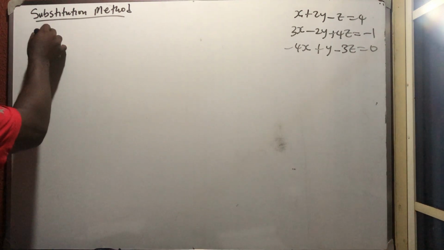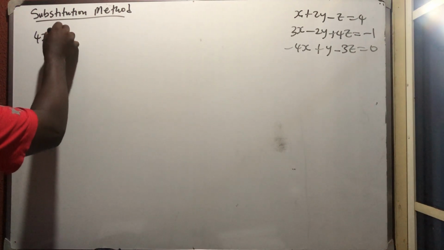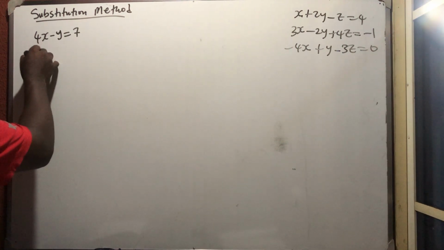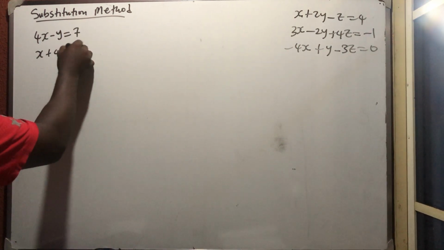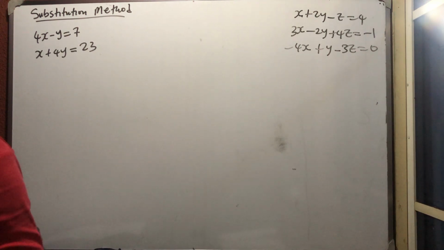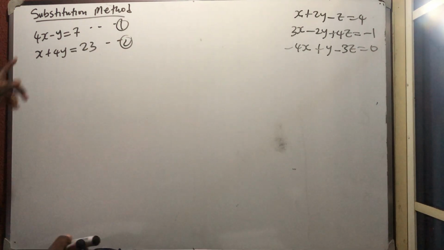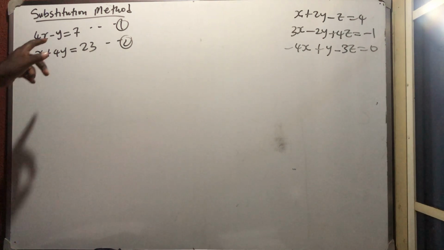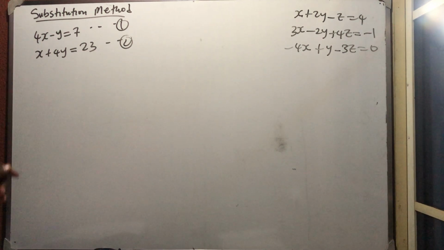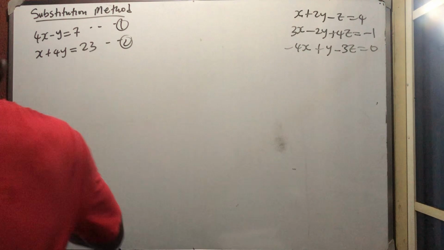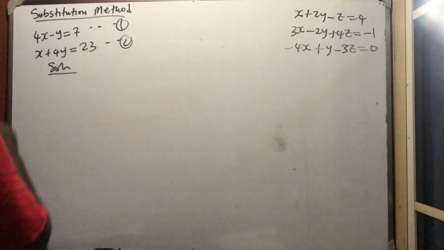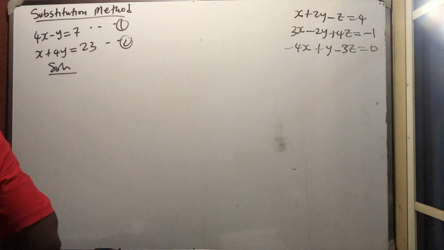Now by substitution method, we have this. The first question said 4x minus y is equal to 7, and x plus 4y is equal to 23. Substitution method says make x or y the subject of the formula in equation 1 and substitute it in equation 2, or make it the subject of the formula in equation 2 and substitute it in equation 1. Any one you like will give you the same answer. But don't be like Job. Choose the one that is very easy for you to get.